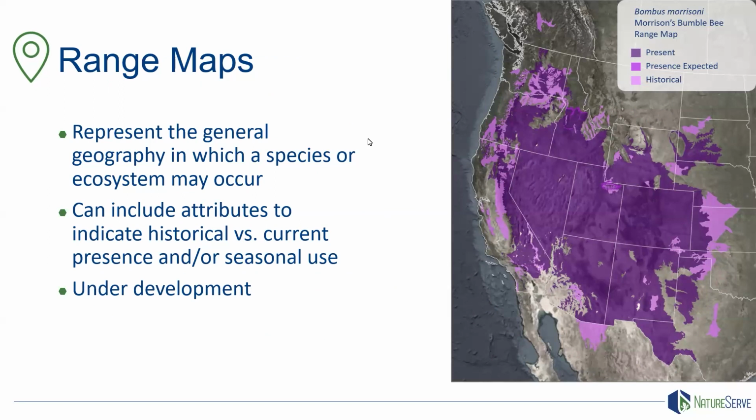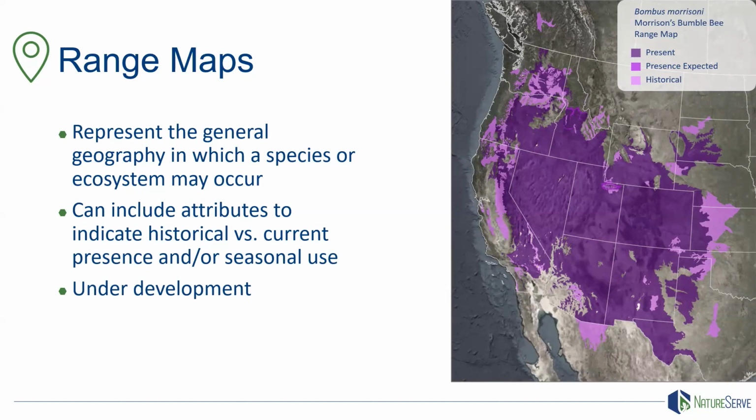And last but not least, range maps are an important data product. Range maps represent the general geography in which a species or ecosystem may occur, but they can include attributes that indicate the historical as well as the current presence of a species or ecosystem and indicate seasonal use of habitats by species. They can be useful also in guiding the development of species habitat models and in conducting other types of analyses that require consideration of a species' full range.